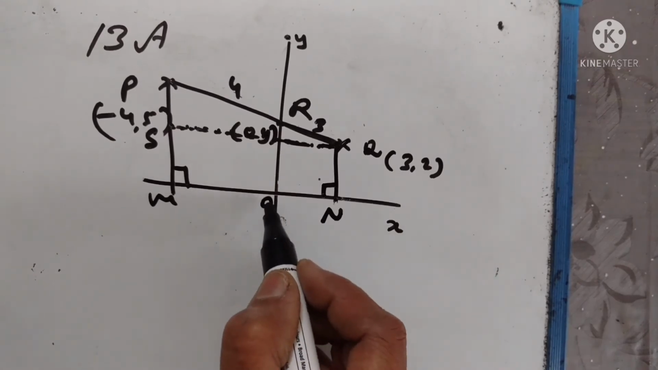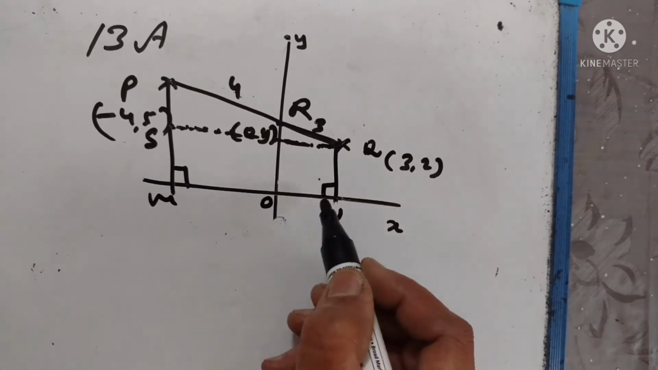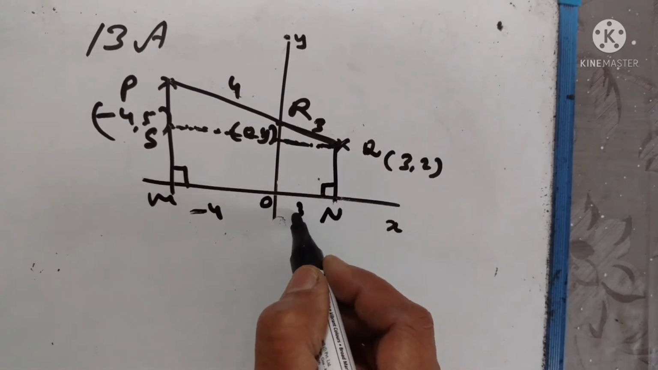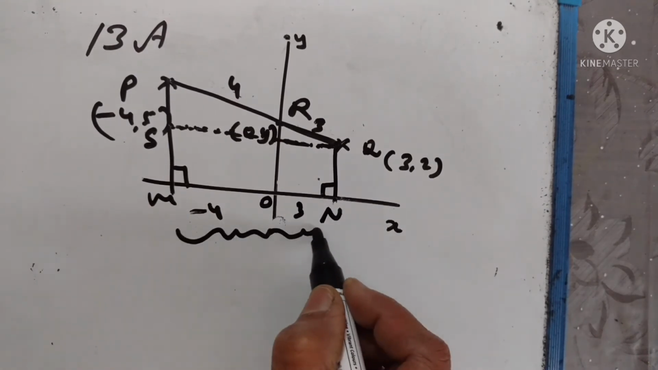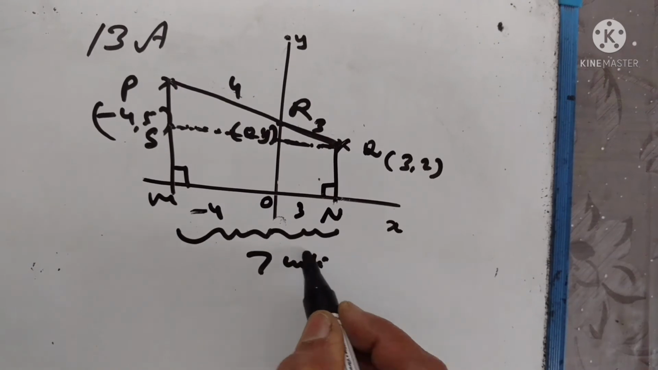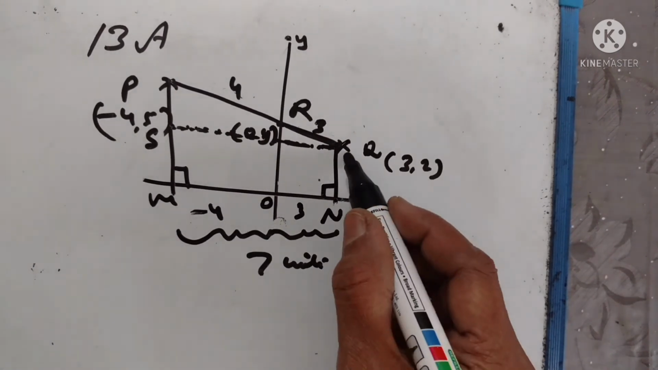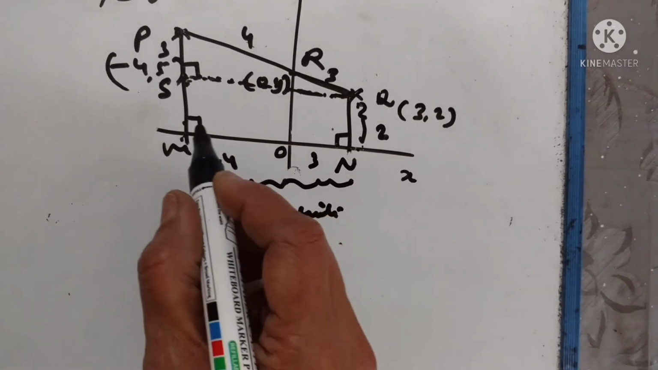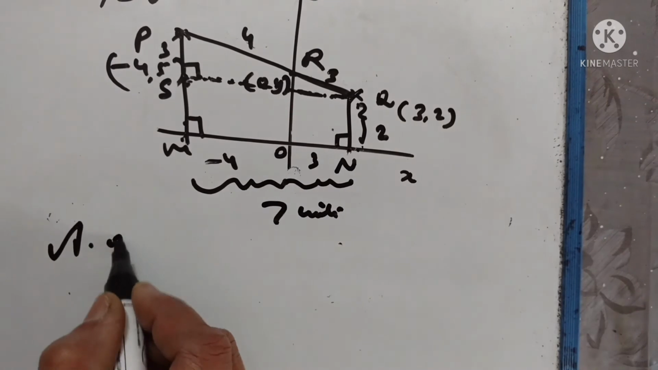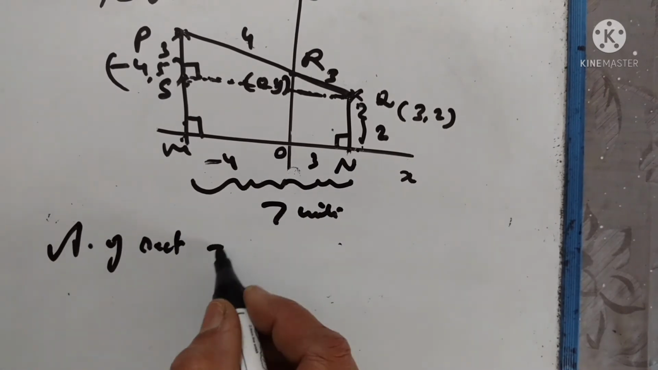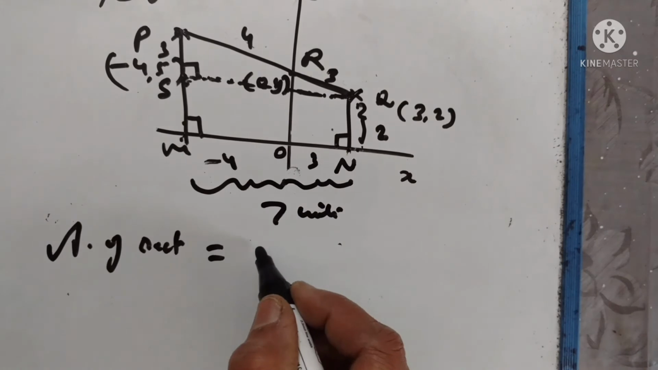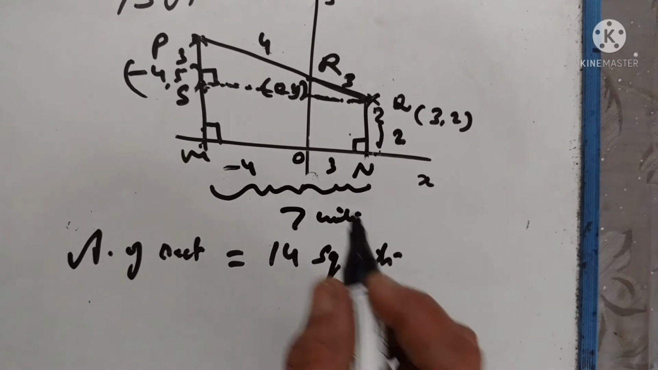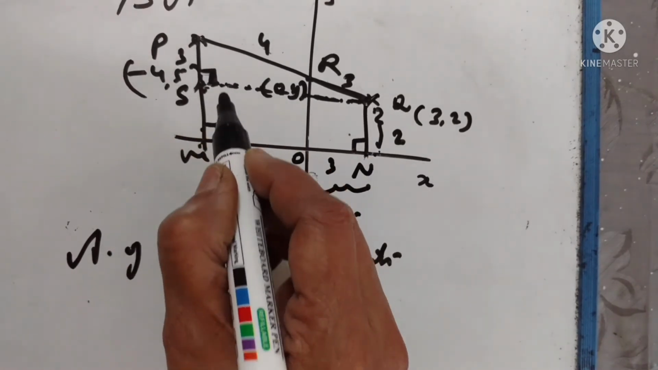What is the distance between 0M and 0N? This is -4, and this is 3. So this part is 4 and this part is 3, 7 units. And y is 2 here. So the area of rectangle MNQS is equal to 7 into 2, that is 14 square units. Now the triangle: this is a right angle triangle.